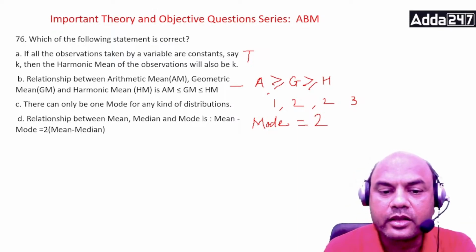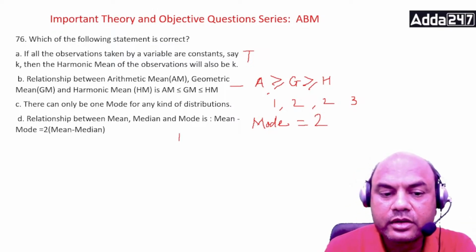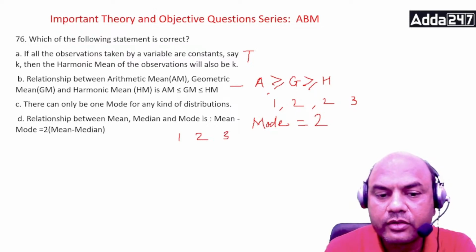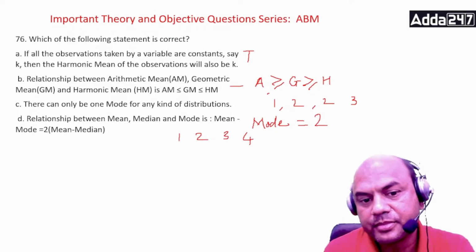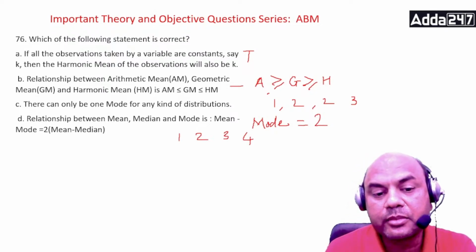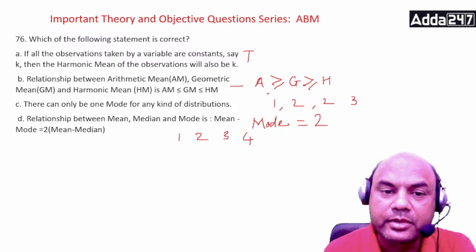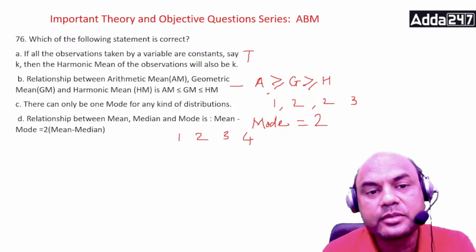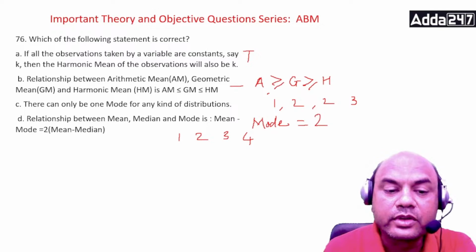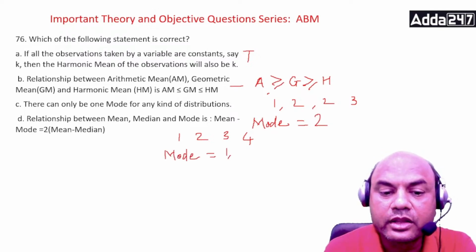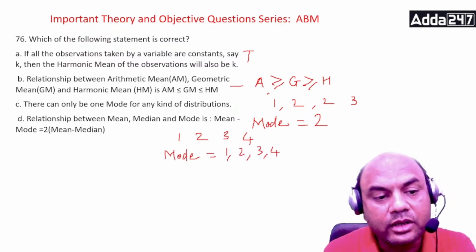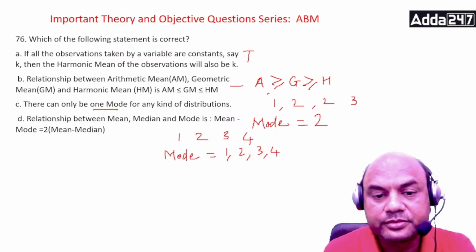Simple. Now I'll give you one more series. 1, 2, 3, 4. These are the 4 numbers. Now give me the mode. Who is occurring maximum number of times? All are occurring the same number of times. So all can be considered as maximum number of times. So mode equals all: 1, 2, 3, 4. All of them are modes. So it's not compulsory that there will be only one mode. Okay, so this is false.